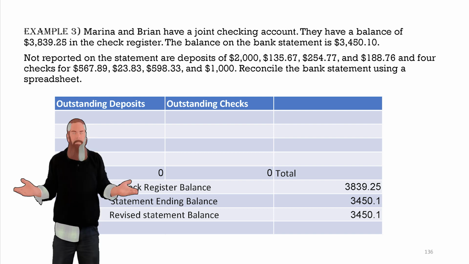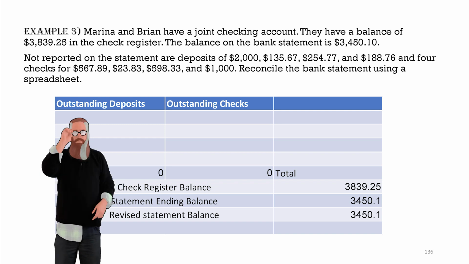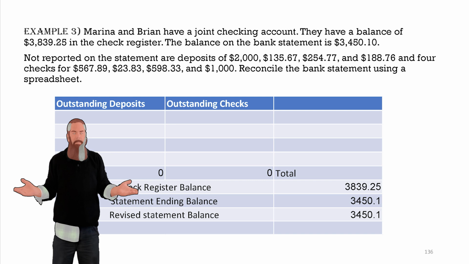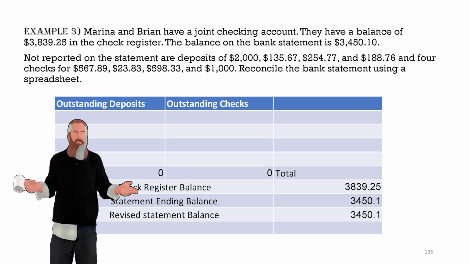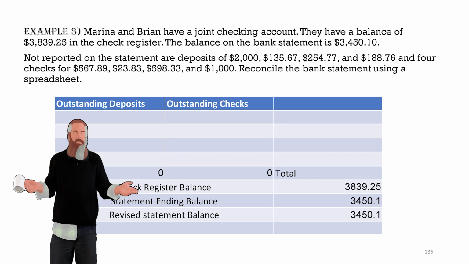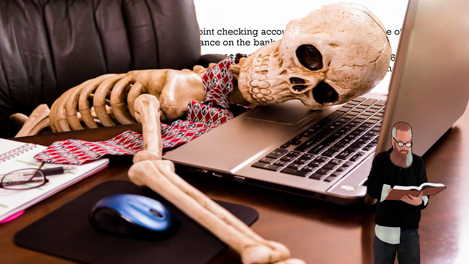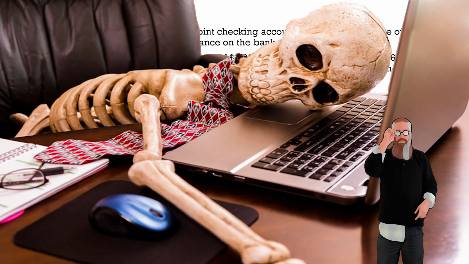Now, Marina and Brian have a joint checking account. They have a balance of $3,839.25 in the check register. The balance on the bank statement says $3,450.10. Not reported on the statements are deposits of $2,000, $135.67, $254.77, and $188.76, and four checks for $567.89, $23.83, $598.33, and $1,000. Reconcile the bank statement using a spreadsheet.